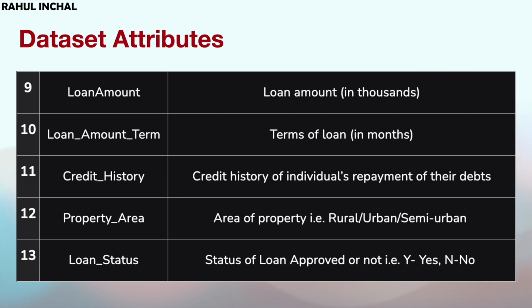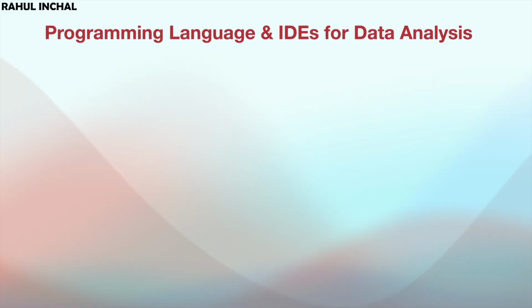Loan amount term, which he has taken for how many months. Say for example, if it is 360, that is 360 months. Credit history, how is the credit history and debts. Property area, where his property lies, rural, urban or semi-urban. And the loan status is our dependent variable, where Y equals yes, N equals no.